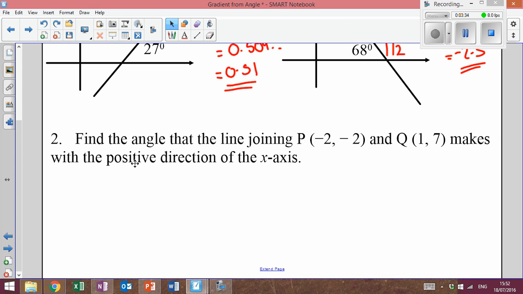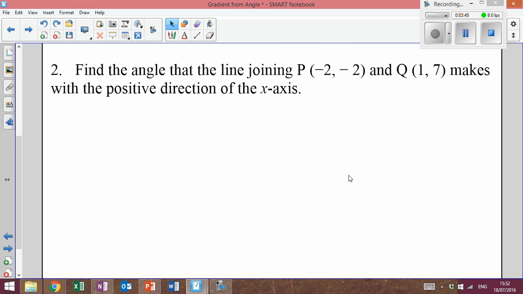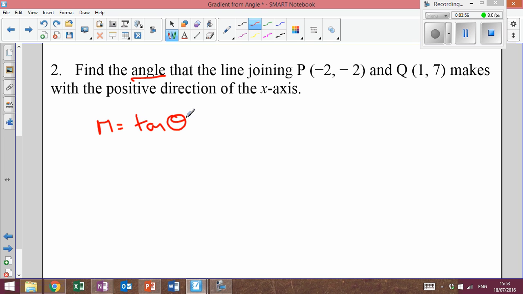Looking at question 2: find the angle that the line joining P and Q makes with the positive direction of the x-axis. This is slightly different in that we are looking for the angle now, not the gradient. We know that the angle is involved in this equation, m is equal to tan theta. So if we want the gradient, we need the angle. Alternatively, if we need the angle, we need the gradient.